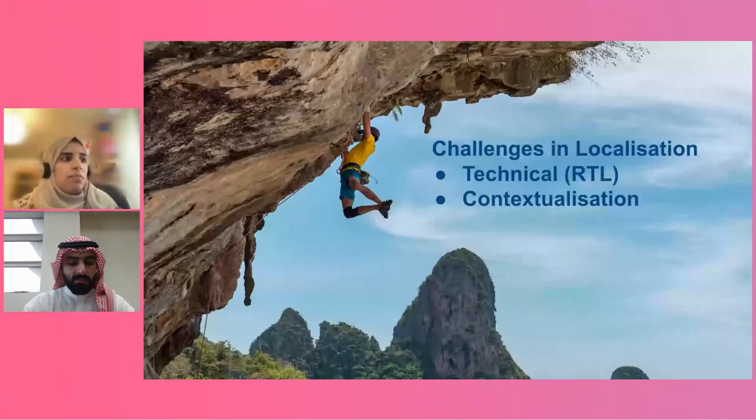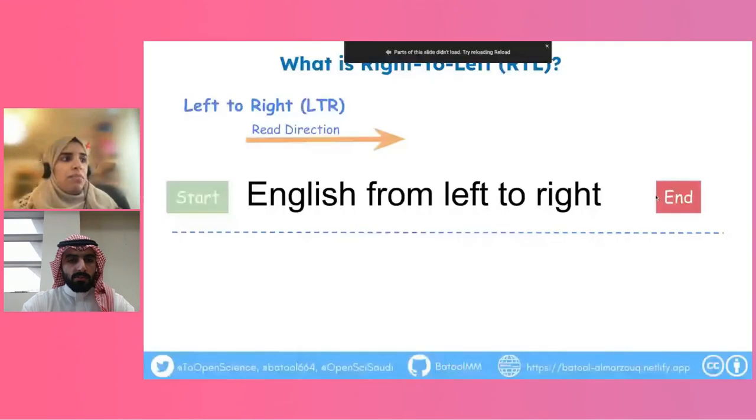Thank you, Batool. First of all, what's RTL? RTL stands for right to left, which is a writing system used in many languages, such as Arabic, Urdu, Farsi, and many others. In contrast, most open source tools are designed to support left-to-right languages, which creates challenges for RTL language users. When you look at a page, as a left-to-right speaker, you expect things to start from the left.